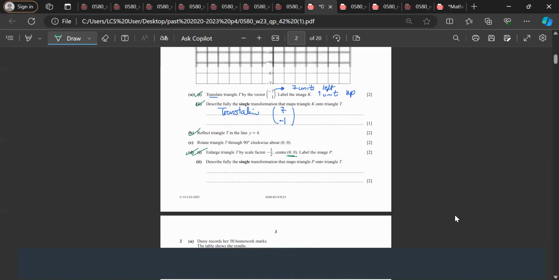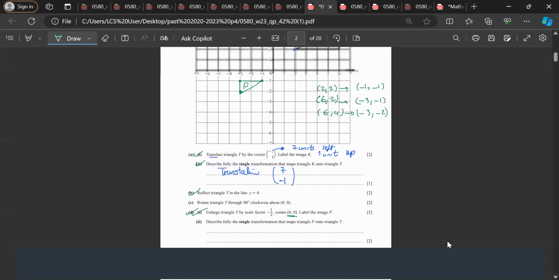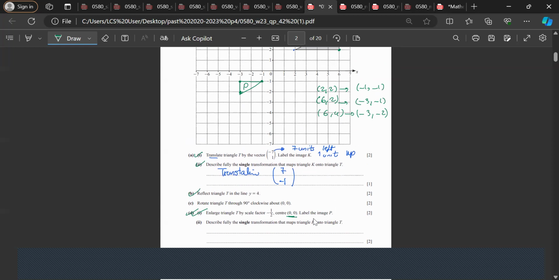Then describe fully the single transformation from B to T. That means going back. Going back means the same enlargement, and the same center also. But what about the scale factor? Flip it, only flip it without switching the sign. So it will be -2. You got it?